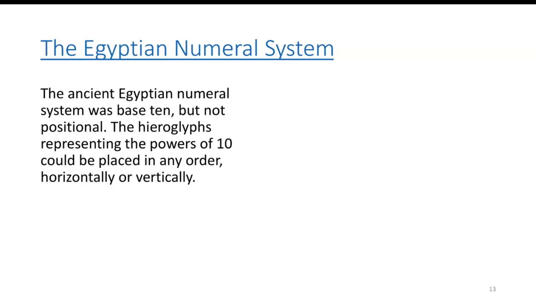Now, the ancient Egyptian numeral system was base 10, but was not positional. And by that, what I mean is that the position of the numbers did not affect the value. So the hieroglyphs represent powers of 10, could be placed in any order, horizontally or vertically. And the lowest symbol is a 1 that was basically represented by a stick, much as they are today.